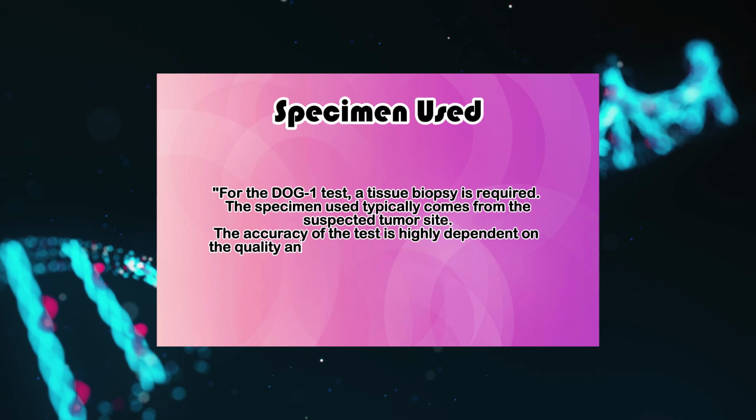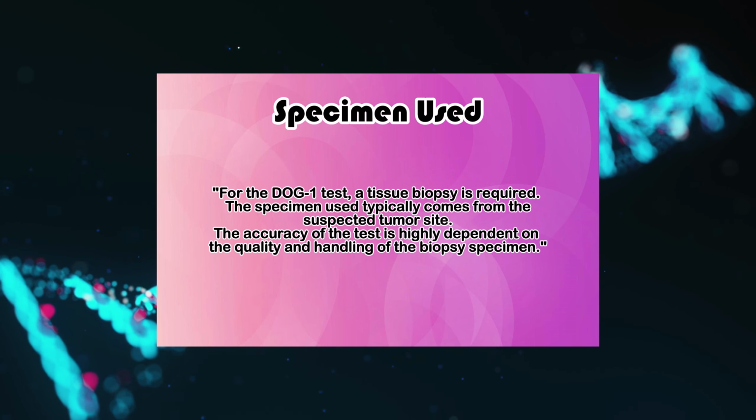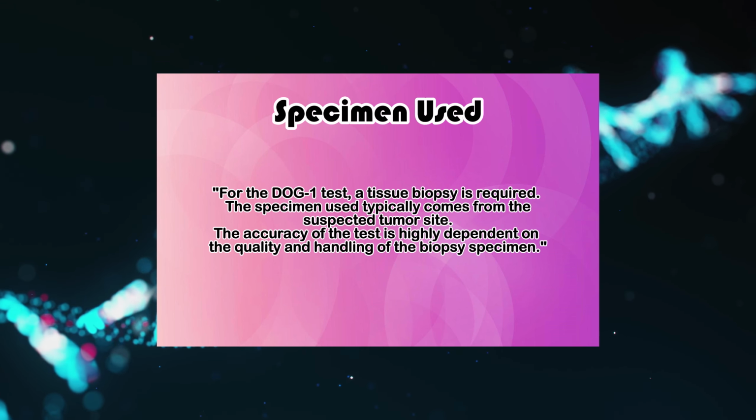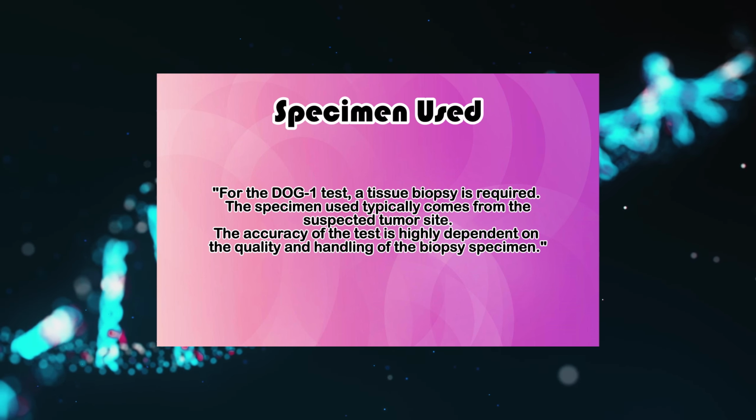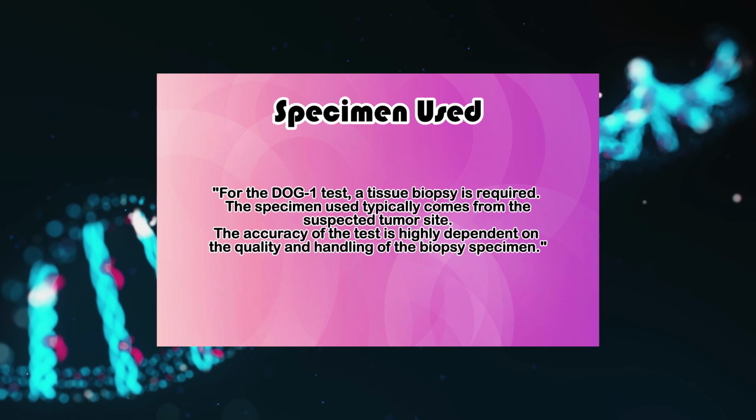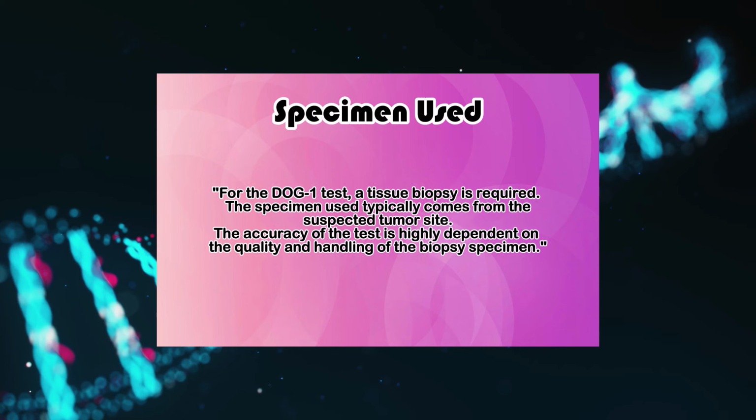Specimen used. For the DOG-1 test, a tissue biopsy is required. The specimen used typically comes from the suspected tumor site. The accuracy of the test is highly dependent on the quality and handling of the biopsy specimen.